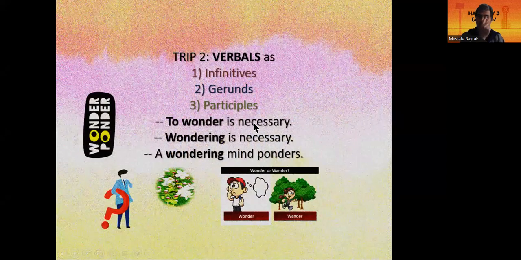Connected with verbals as infinitives, gerunds, and participles, we started like this in the beginner level in Harmony 1. For example, to walk is necessary. Now, let's say to wander, to want to know, to want to learn. To wander is necessary, or wandering is necessary. To wander is a noun, the subject of the sentence.